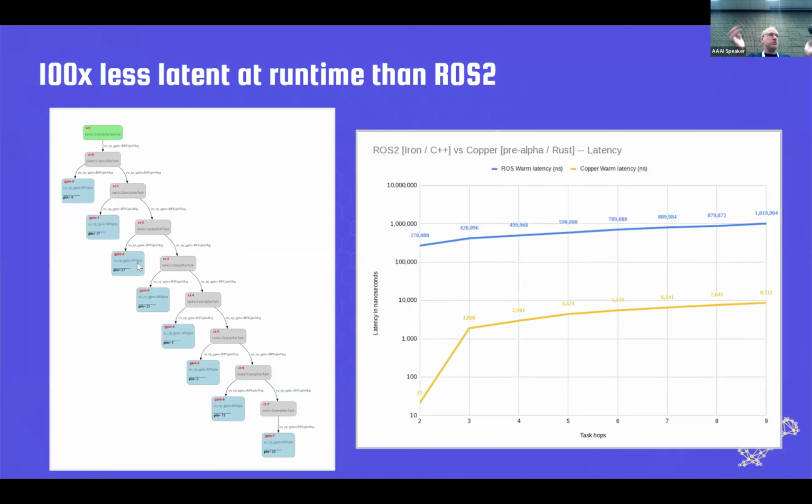And so, okay, cool. You say you're performant. We are really performant. We are 100 times less latent than ROS2 out of the box. We have a little example in the Copper repo where I have the same minimum task that is actually just flipping a Boolean through 8 layers. The green one is basically sensing, and the blue ones are actuation.